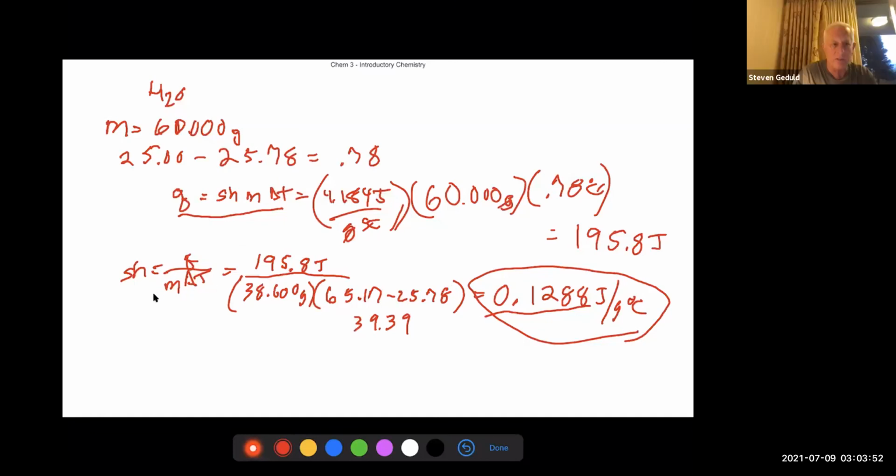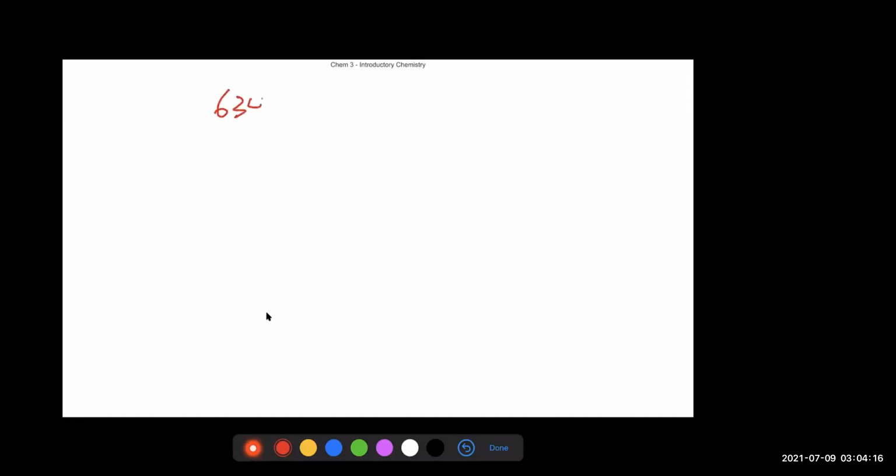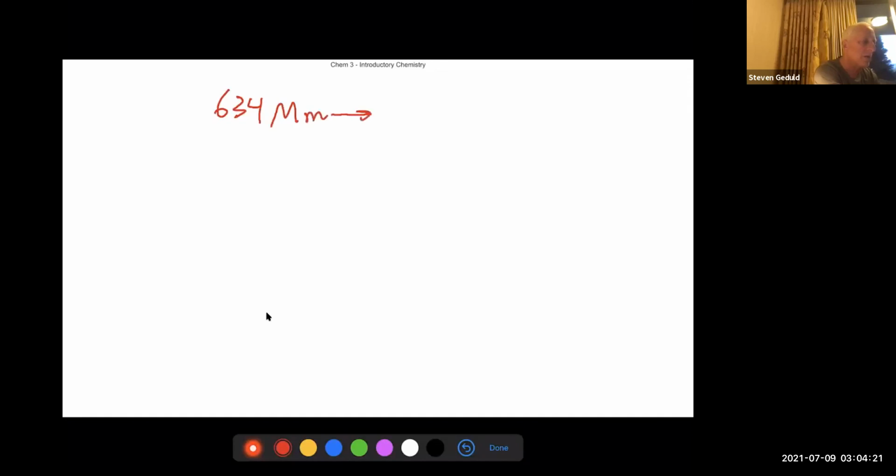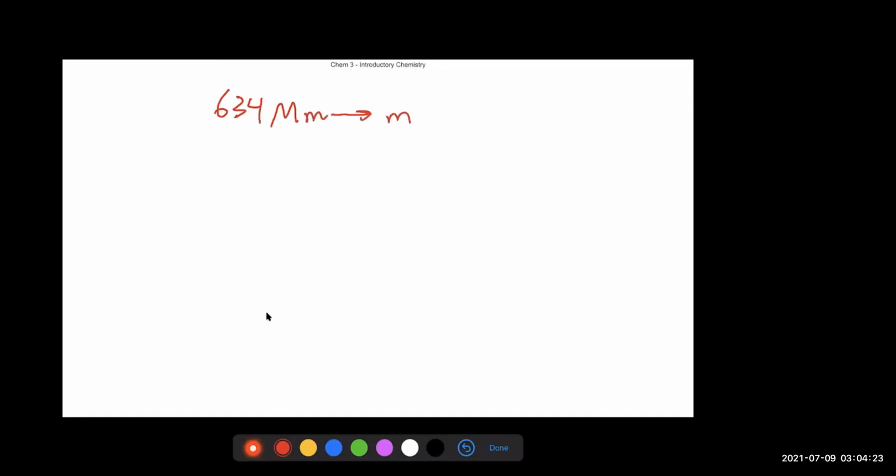Okay, and it looks like you missed a conversion on 600. Let's see, one more conversion here. I think that's the last question on that one. Let's do clear all. We're going to convert 634 megameters, and it wants to convert to what? Meters? To meters, right.